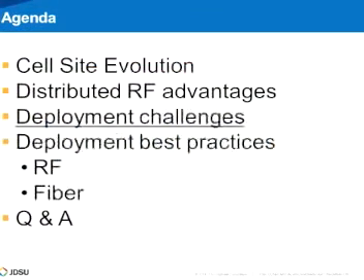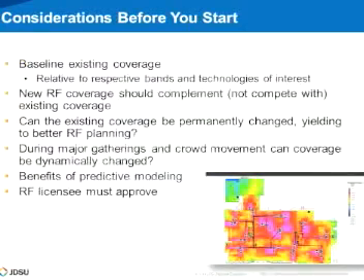So let's talk a little more about deployment challenges. There's a few of them. To begin with, think of the considerations before you start distributing your RF. You have to baseline the existing coverage relative to the respective bands and technologies of interest, meaning that if you're doing coverage planning, you often have to take into account all the technologies and all the carriers while doing this type of planning work. New RF coverage should complement and not compete with existing coverage, again trying to minimize that overlap between adjacent sites and sectors.